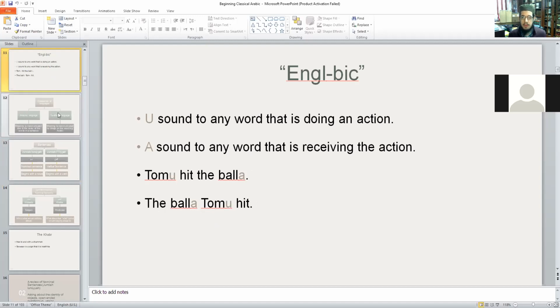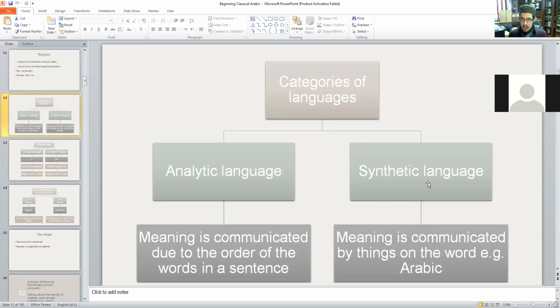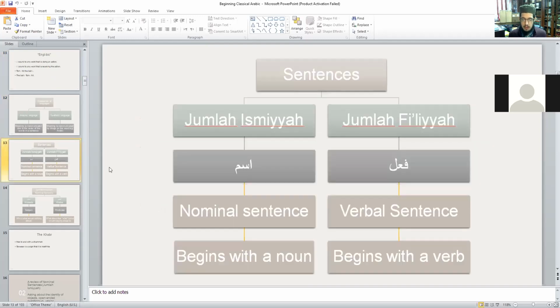This is the freedom provided by a synthetic language such as Arabic. Okay, so that was just to open your minds to what's going on in Arabic. In terms of how Arabic sentences are made, there are two primary types of sentences in Arabic. This is also different from English, where we have one main sentence structure: subject, verb, object. Tom hit the ball. In Arabic, we have two main sentence structures.